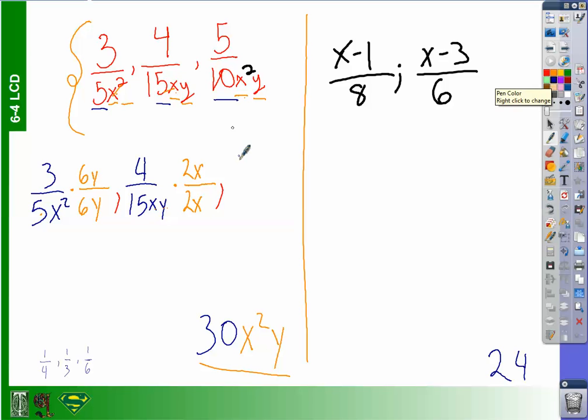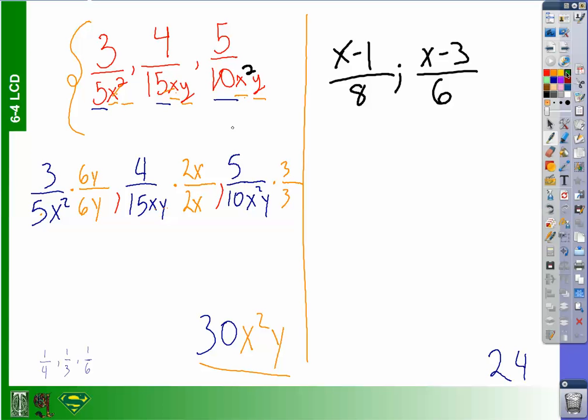So now we can look at our last fraction. And we have 5 over 10x squared y. What plain number do I need to multiply both the numerator and the denominator by? 3. So we have a 3 and a 3. Do I need to multiply anything to get x squared here? No. Do I need to multiply anything to get y? No.